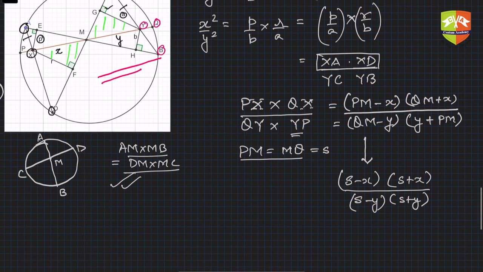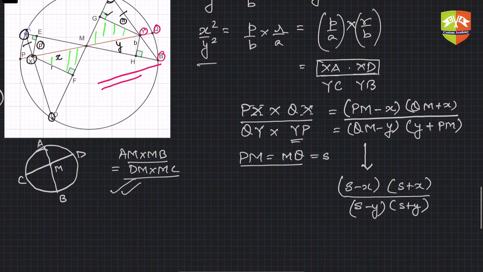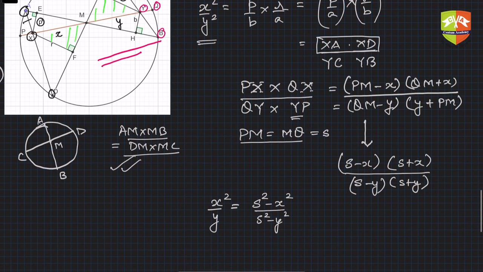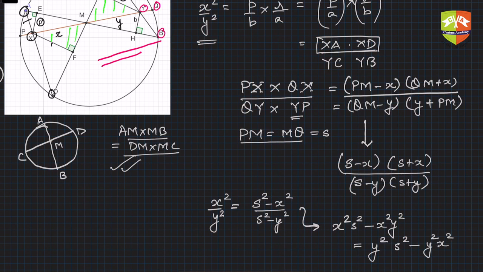And where did we start from? x square by y square. So this relation is basically x square by y square is equal to s square minus x square over s square minus y square, since s minus x times s plus x is s square minus x square. Now cross multiplication: x square s square minus x square y square is equal to y square s square minus x square y square. Correct?